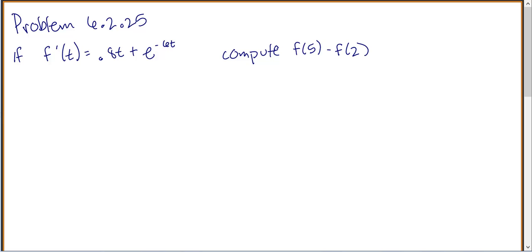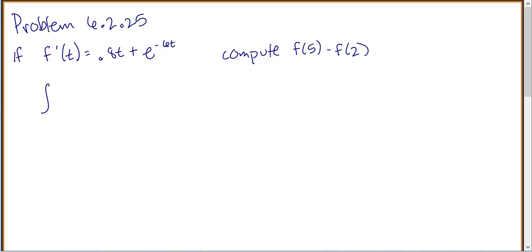In this problem, 6.2.25, we are working with derivatives of an exponential. So we have that f prime of t equals 0.8t plus e to the negative 6t. Okay, so we start with the derivative, and we want to compute f of 5 minus f of 2. Notice these no longer have the derivative, so that's saying we want to go from the derivative to the normal function. So we want to integrate.